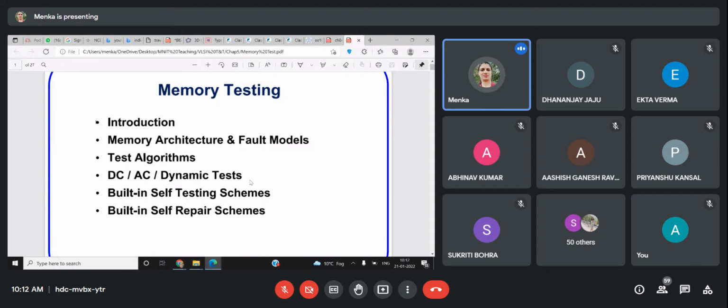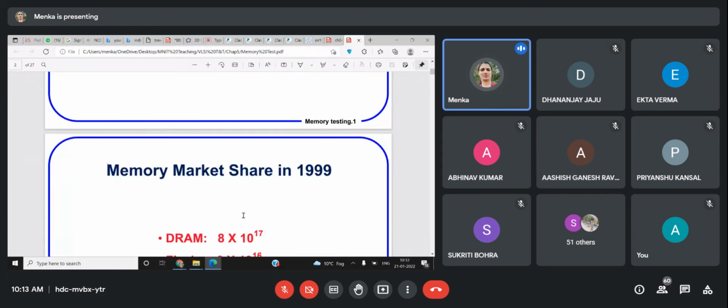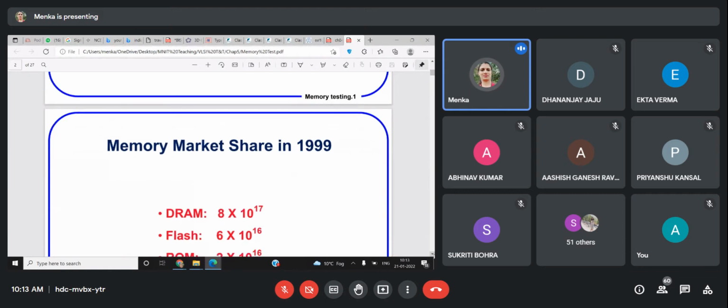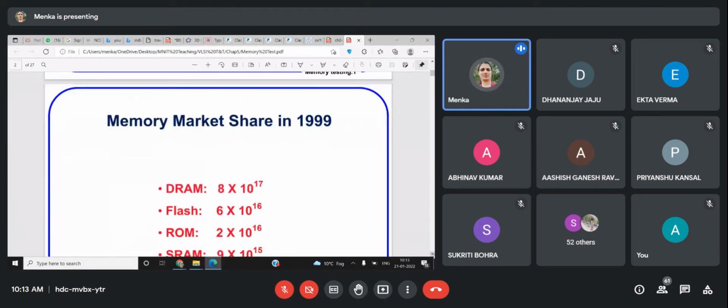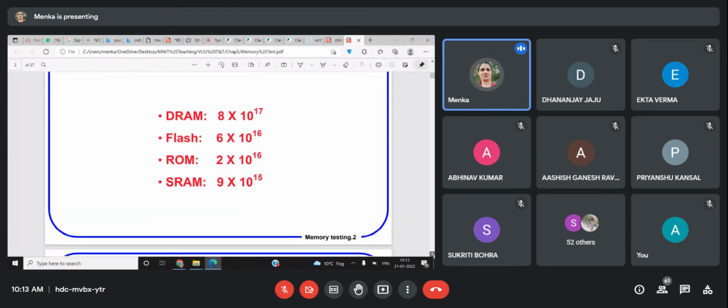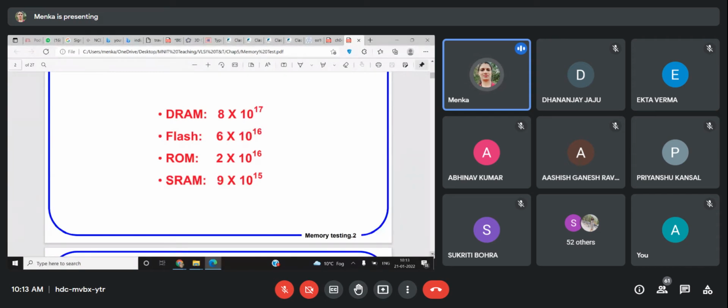Okay, so first an introduction to memory testing, then memory architecture, fault models, testing algorithms, AC/DC dynamic test, built-in self-testing schemes, and built-in self-repair. All these are the topics related to this. So why do we go for memory? This is the market share for memory: DRAM, flash, ROM, and SRAM.